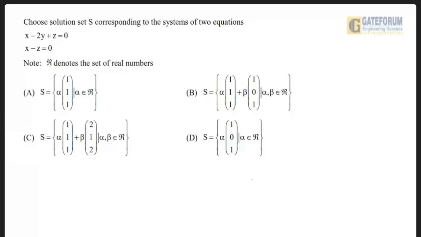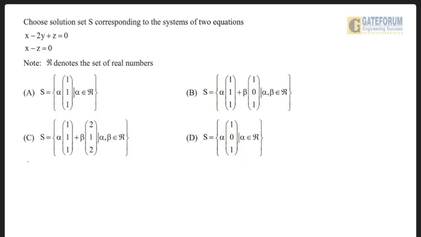I'm going to discuss the IN Stream GATE 2023 Max question. The question is: choose the solution set S corresponding to the system of two equations x minus 2y plus z is equal to 0, x minus z is equal to 0. Here R denotes the set of real numbers. Four options A, B, C, D are given. This is from engineering mathematics, the topic linear algebra, subtopic system of linear equations.